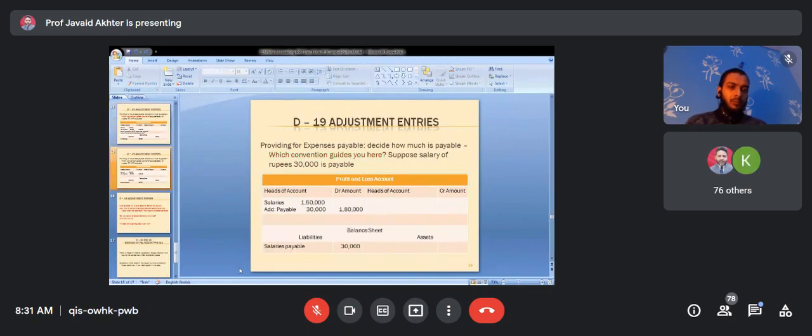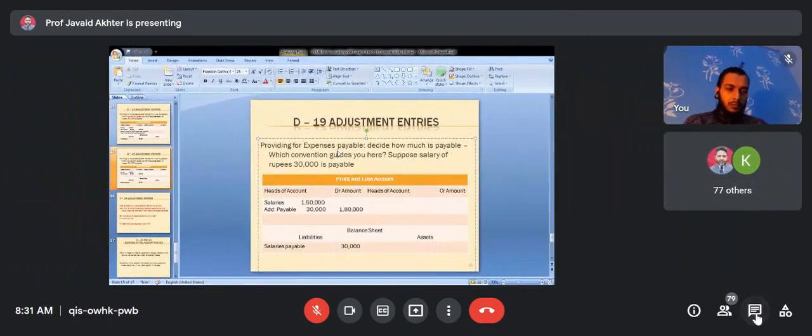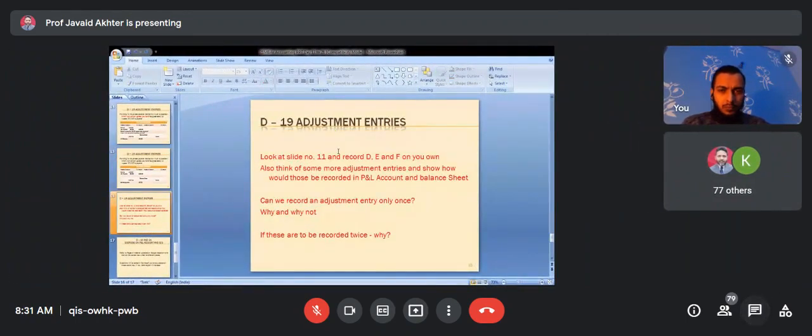Okay. Then the next thing, another example of adjustment entries, providing for expenses payable. This I have already explained. Then, look at slide number 11, wherein I explained that. I have explained to you up to A, B, C only. Now D, E, and F you do on your own. Can you do that?